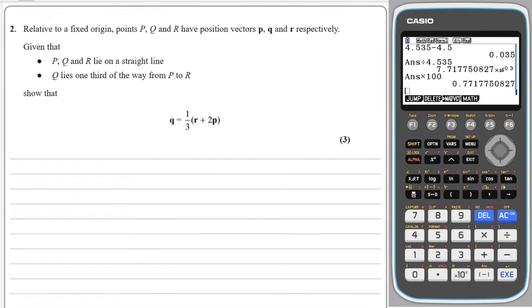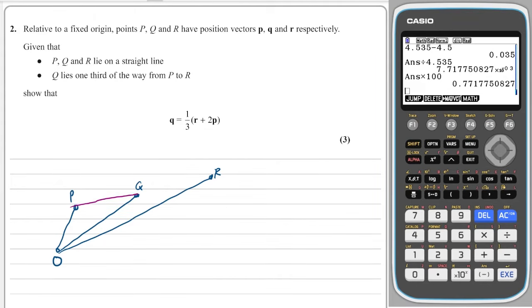Question 2, we're looking at vectors. It says that P, Q and R have position vectors p, q and r. Given that P, Q and R lie on a straight line, so if it's tricky, draw a picture. Let's start with the origin, and let's imagine that P is here, and then Q is there, and then let's say R is there, and they do join up to make a straight line.